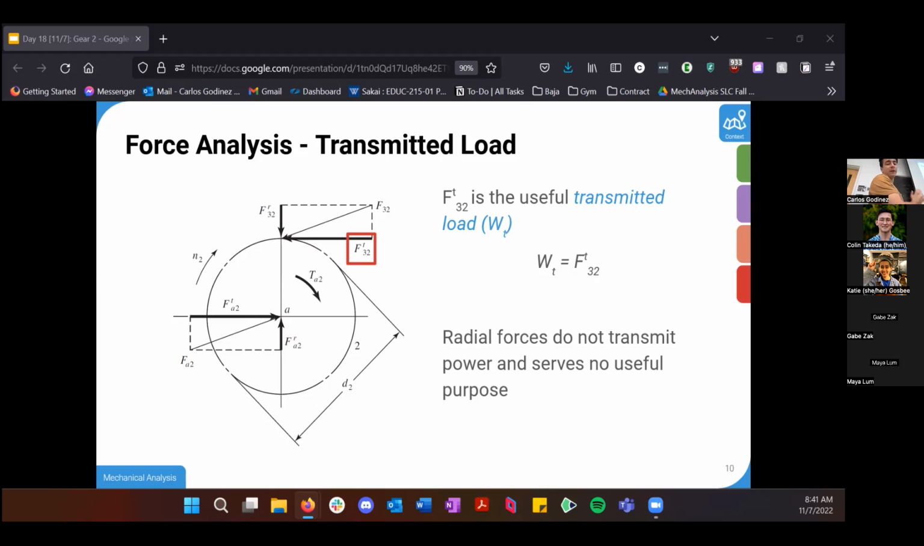This is important because this is what carries the torque. This is what actually is transmitting power. We don't really care about the radial force because it's not transmitting power. It's just applying stress to the gear, but you can't have a perfect 90 degrees just because of geometry. So W_t is what we care about when we're doing free body diagrams for gears.